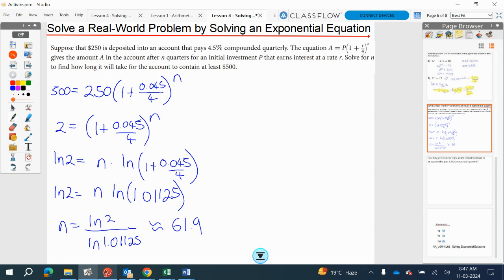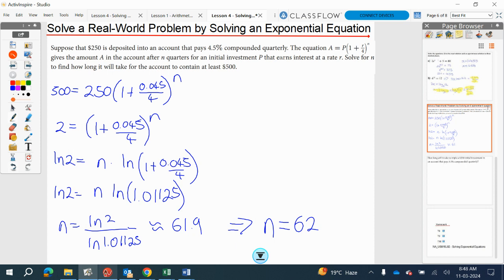So it's never going to have exactly 500 in the account. It's compounded quarterly. So on the 62nd quarter, we'll have a little bit more than 500 in the account. On the 61st quarter, we'll have less in the account. It isn't compounded continuously, so it's only adding interest once every quarter. So in the 3 months between those two, it will stay at the same amount as it is at 61. This implies that n is equal to 62.